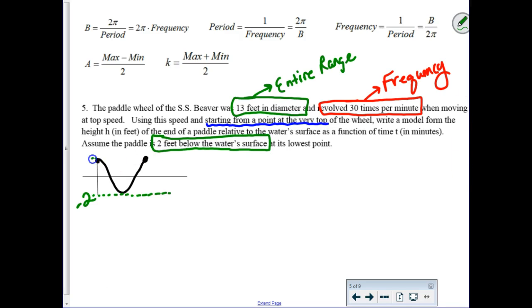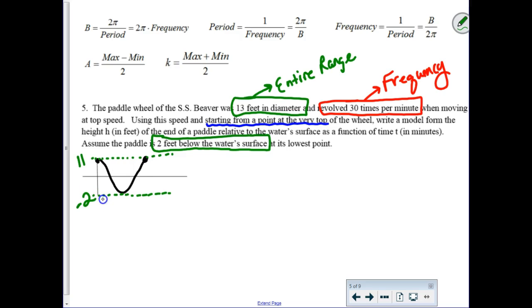All right, think really hard. How high up is the top of the wheel then? It is 11. How'd you get that? Very good. So the entire range from here to here is 13. So he's saying, okay, if you're -2 and then you add 13 to that, you come up to 11. He subtracted it, but same difference. So very good. The whole range here is the diameter of the wheel, 13 feet.